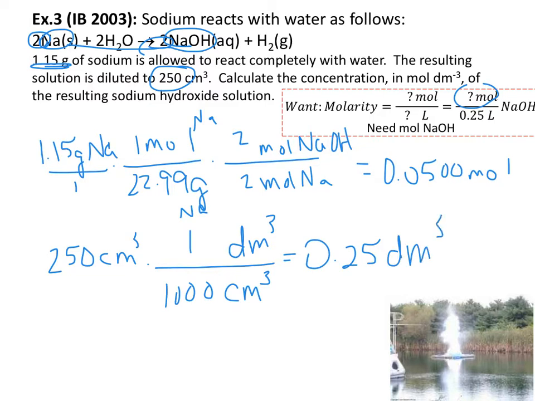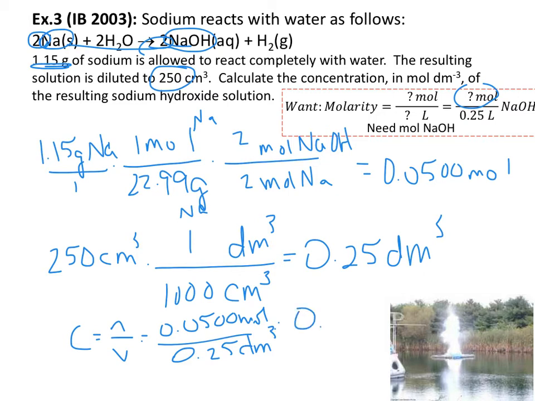decimeters cubed. So then we would actually find the concentration. So the concentration is your moles per volume. So we're going to take the 0.0500 moles and divide that by the 0.25 decimeters cubed. And we get a final concentration of 0.20 mole dm to the -3. Final answer.